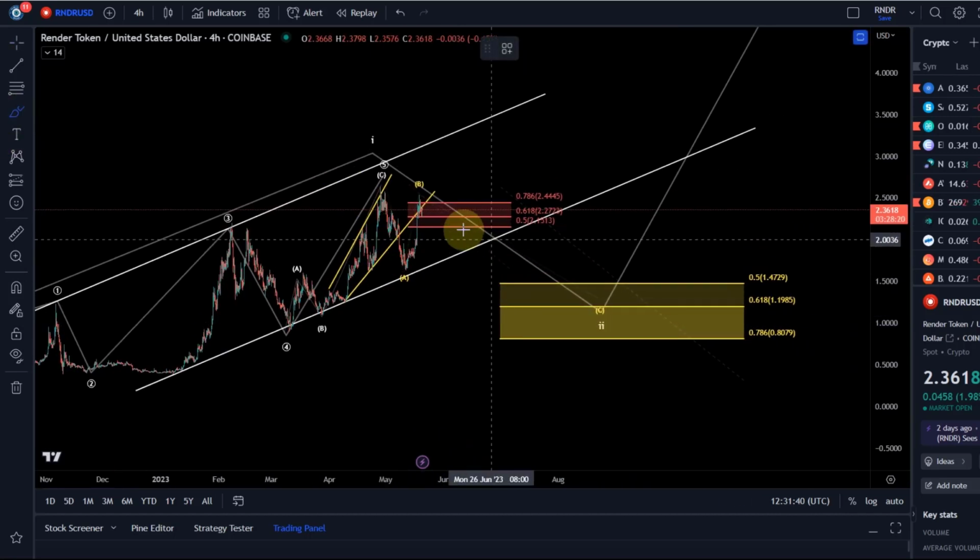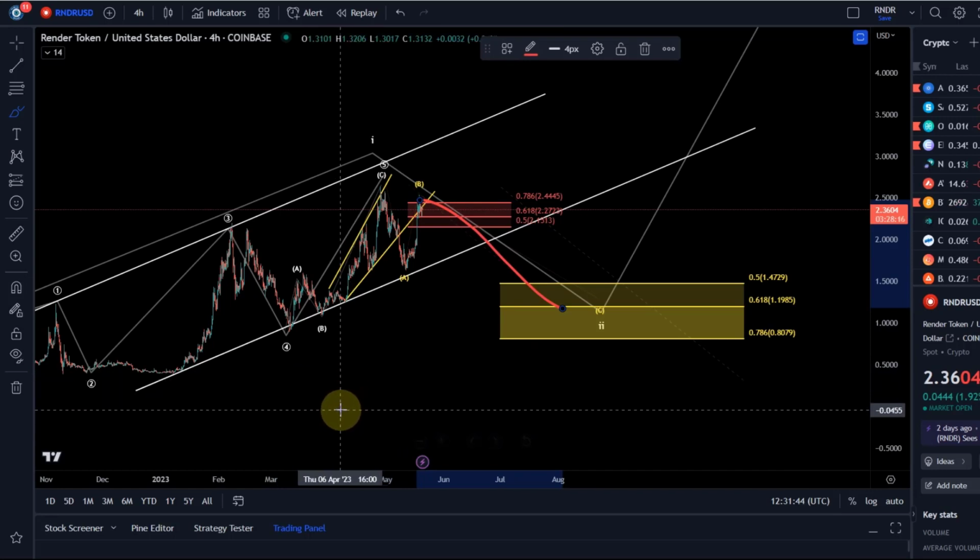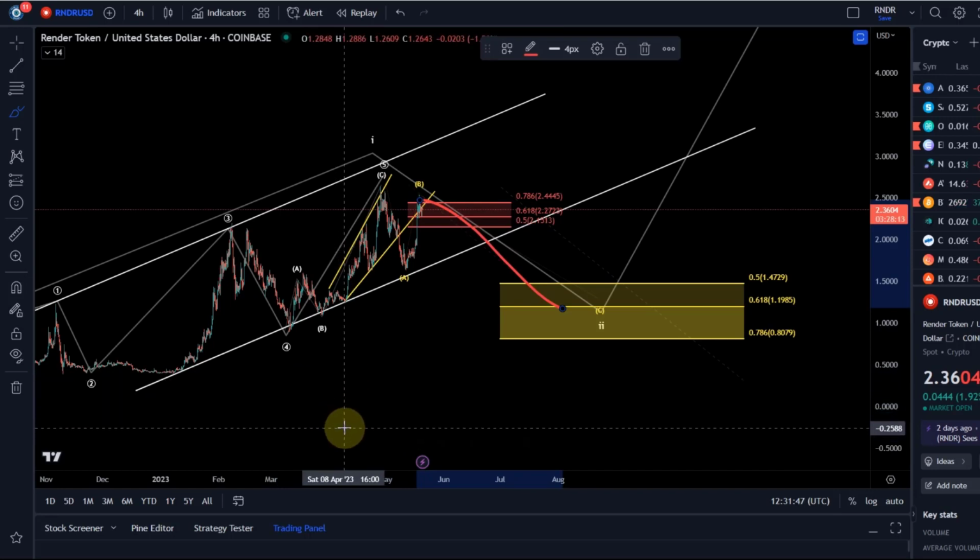Ideally, I'd like to see a sell-off in the C wave from here. Well, that's not going to happen. I don't think it's going to happen, I'm very honest with you, not the way this is playing out at this stage.